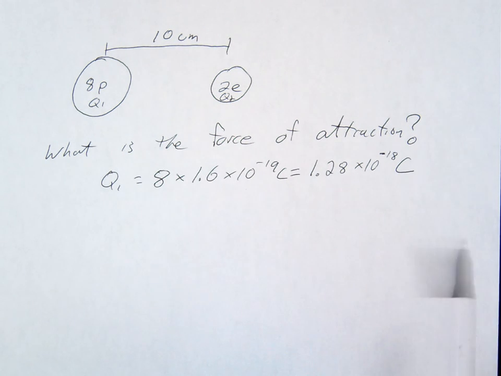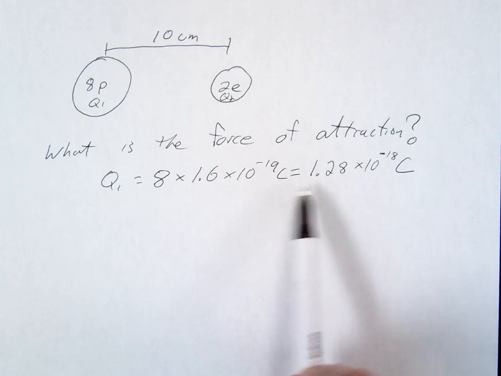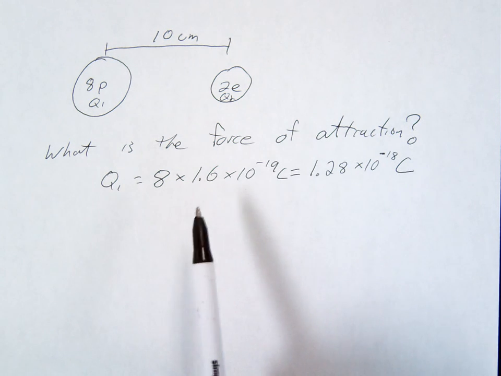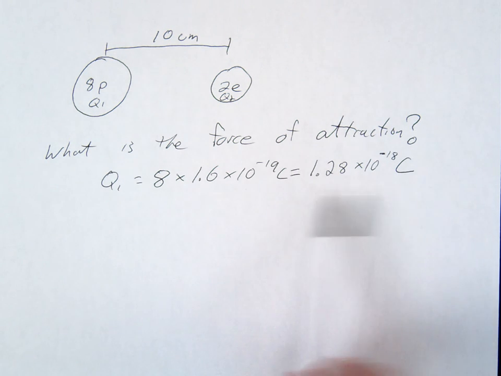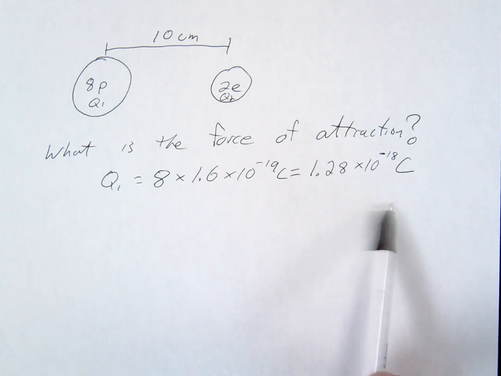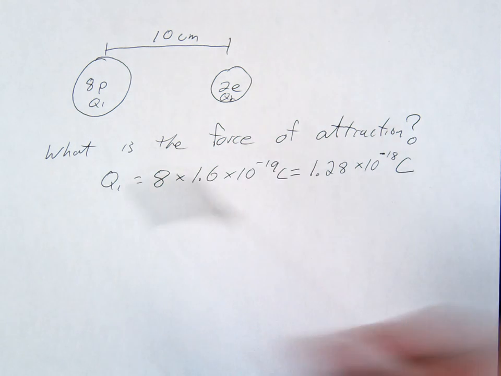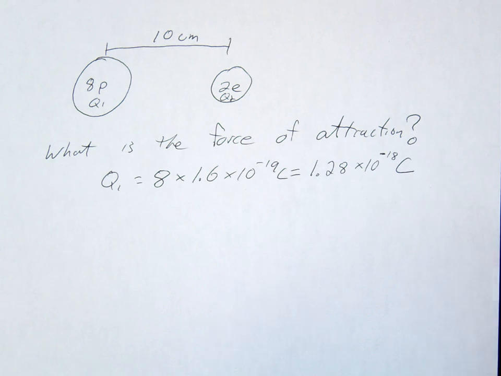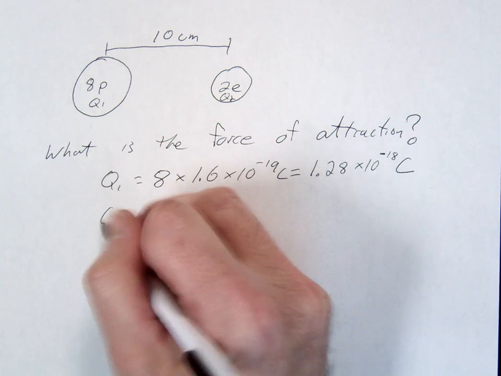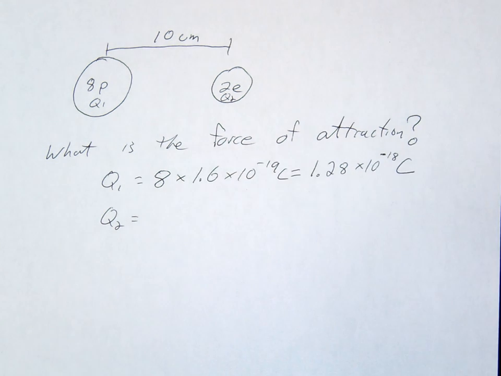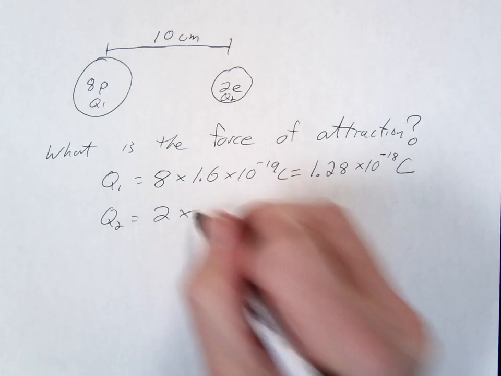Make sure that when you're looking at the problem, sometimes they just give you the charge. So look at the units. You don't always multiply by this, only if they tell you how many extra electrons or protons. Okay, go ahead and do Q2. What are we going to do for Q2? 2 times 1.6.